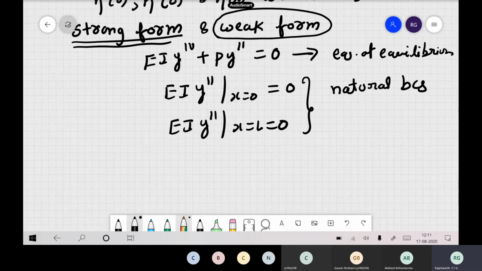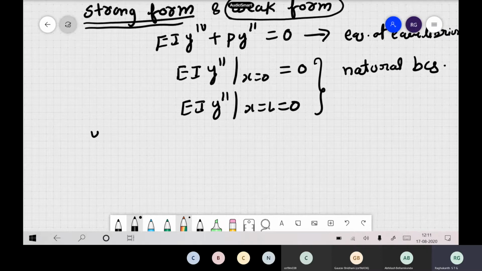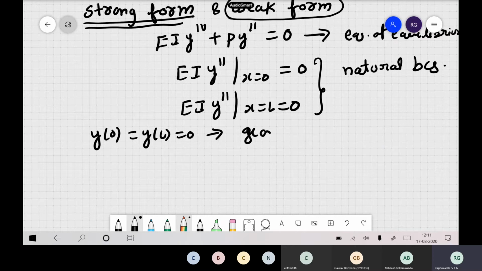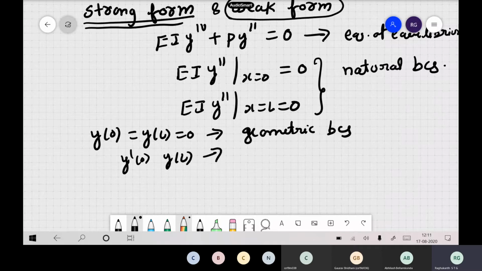You follow. So generally the advantage of calculus of variations is that it gives you the equation of equilibrium, plus it also gives you the natural boundary conditions. Now there are boundary conditions like y of 0 and y of L being 0. So this we call geometric boundary conditions, that is in terms of deflections and slope. So they are all geometric boundary conditions.